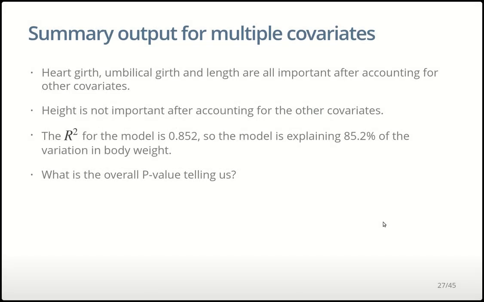So the overall thing is that if you've measured the heart girth, the umbilical girth, and length, then measuring the height won't give you much more information over and above those three. So if you're going to go out and measure some stuff, don't bother measuring the height, just measure the other three. That'll be enough. Okay? And of course, we've explained now 85.2% of the variation.